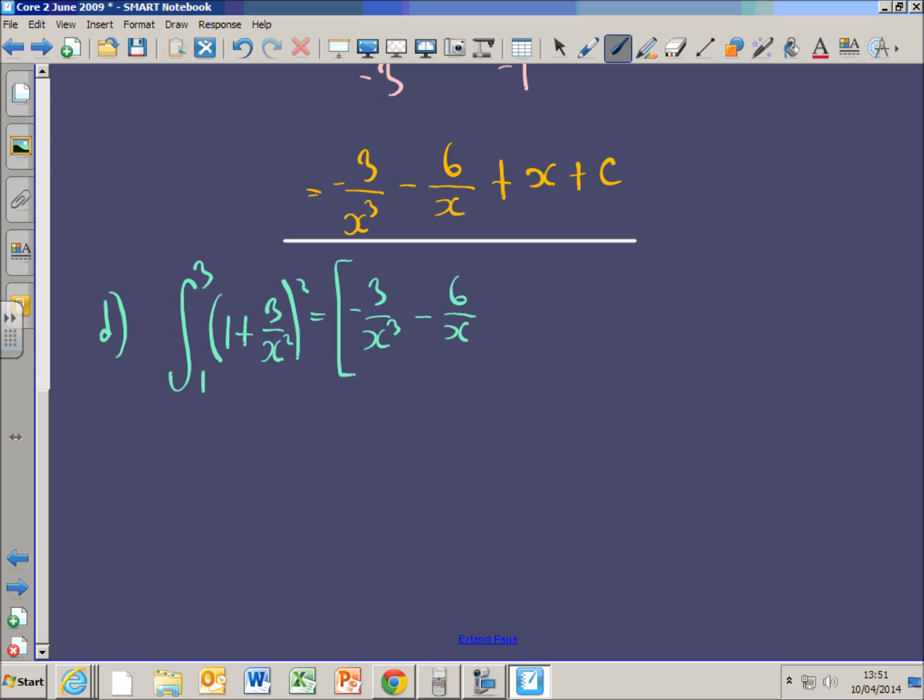So all of that. Do I need the plus c now? No, it's going to go when I do the definite integration. I'm going to put the limits in, 3 and 1. Okay? So the first thing I'm going to do is sub in 3. If I sub in 3, what does this first term become? Minus 3 over 27. If I sub 3 in there, what do I get? 2. And if I sub 3 in there, I just get 3, right?